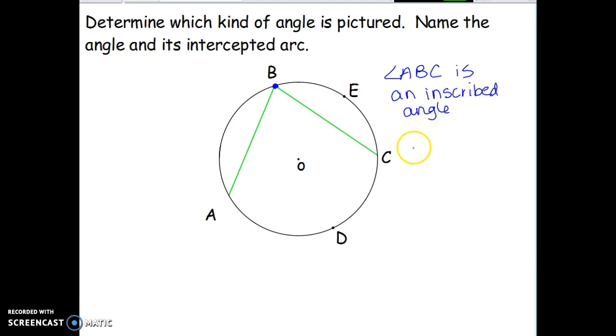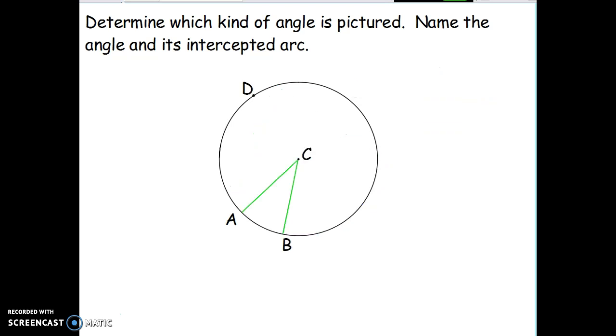And its intercepted arc is, if we follow the sides out, the arc in between those two sides. So our arc would be AC. And we don't use D. The only reason that D is there is to throw you off. So we just use AC because, again, if we were to do a semicircle, this would be less than the semicircle. So the intercepted arc would just be AC.